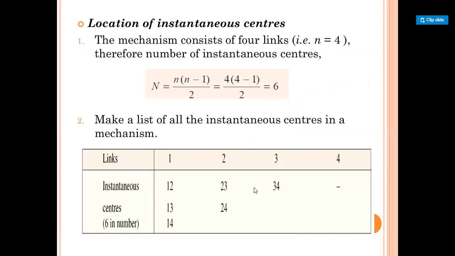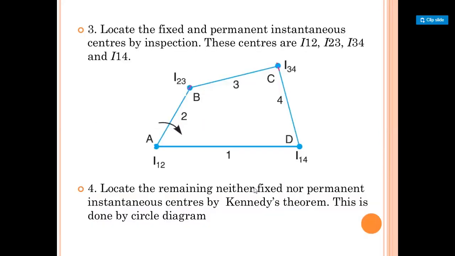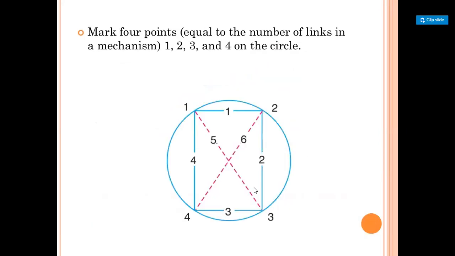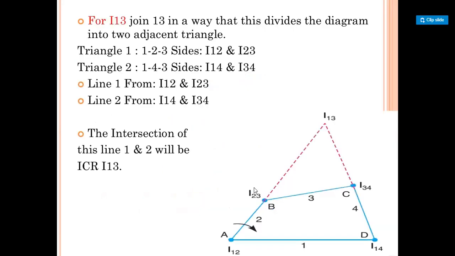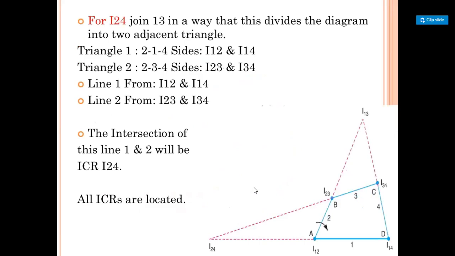Now, this is a 4-bar mechanism. In the 4-bar mechanism, the number of links is 4, so the number of instantaneous centers is 6. Now draw the mechanism, draw the circle diagram, and draw the instantaneous centers. Right? These are the instantaneous centers. All instantaneous centers are located on the mechanism.